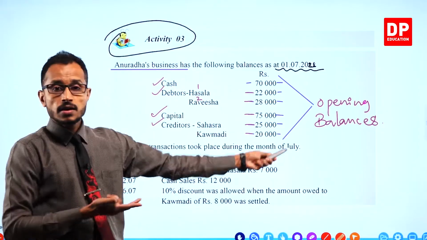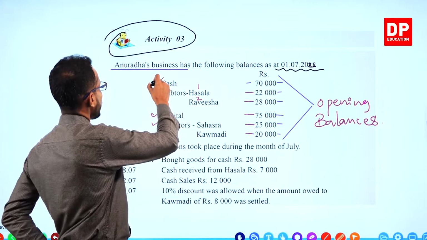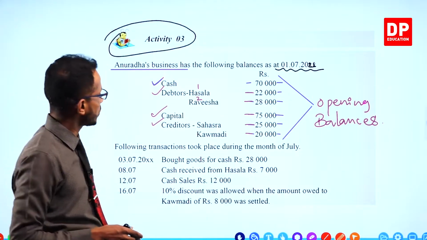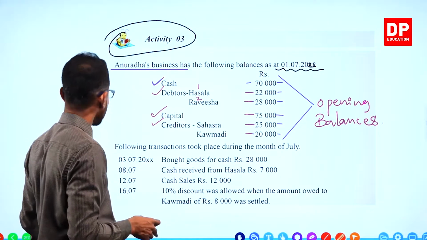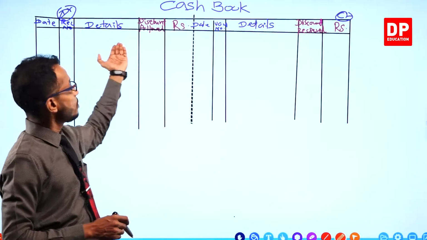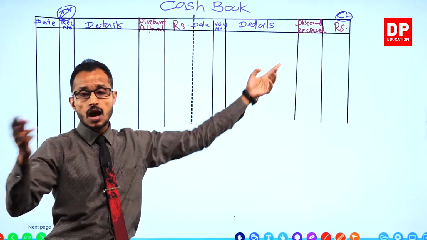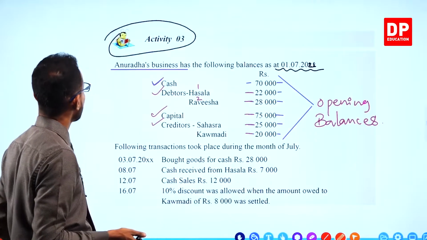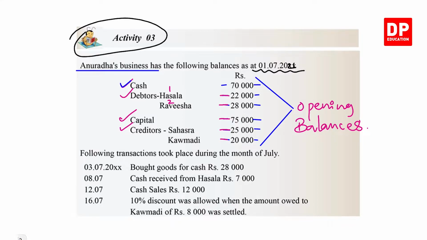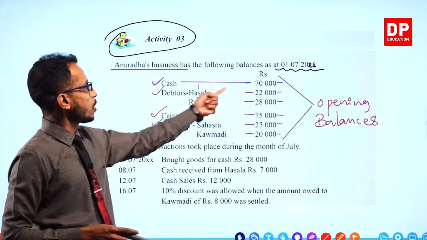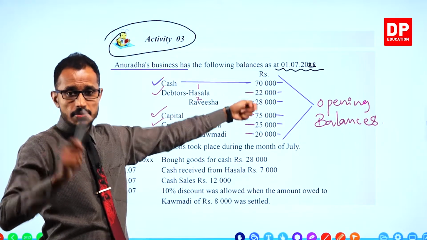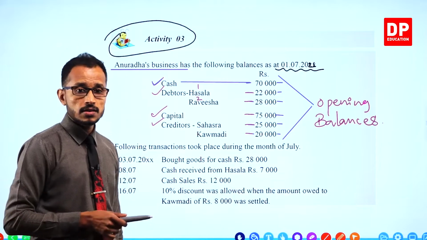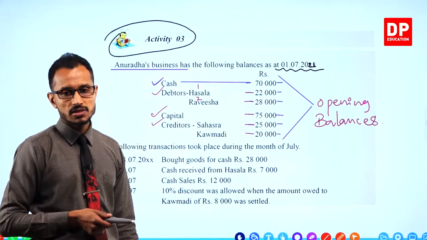See? Now we have already drawn the cash book, ruled the cash book, and we have to record the opening balance of the cash book, right? Let's record that 70,000. Is it a debit balance or is it a credit balance? How do you figure it out? They say in the cash book there is a balance of 70,000, and how can you be sure that this is a debit balance or whether it's a credit balance?